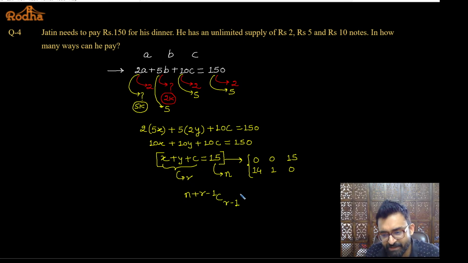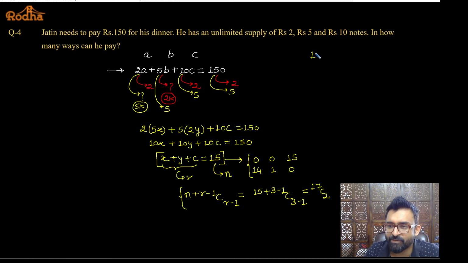C R minus 1. That is again the formula for whole solution of an equation. So that is 15 plus 3 minus 1 C 3 minus 1. That is 17 C2. So what is 17 C2? 17 into 16 divided by 1 into 2. 17 into 8, that will come out to be 136.